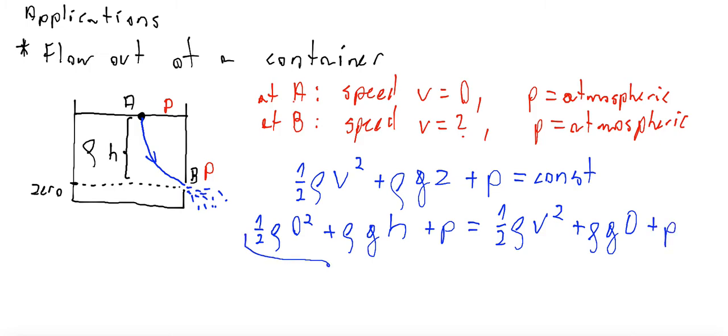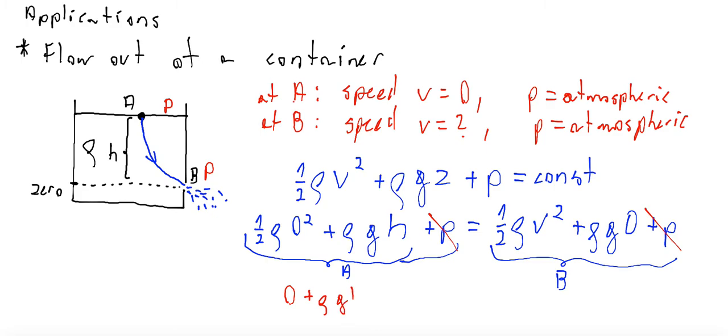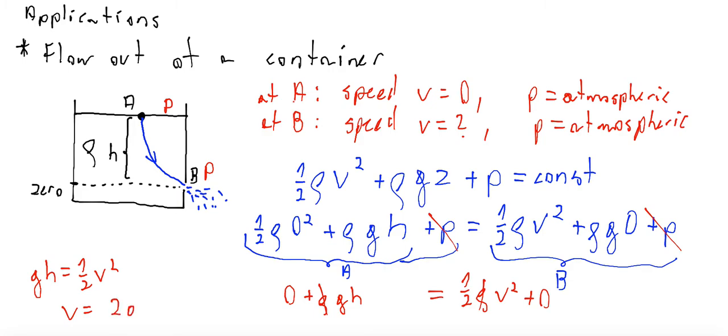So the left hand side of this equation refers to point A, the right hand side refers to point B. We can cross out P, which is the same here and here. We know that this is equal to 0, so we have 0 plus ρgh equal to half of ρv² plus 0. The density of the liquid is the same here and here, so we can cross it out. Finally we obtain the equation gh equal to half of v², or v equal to √(2gh).